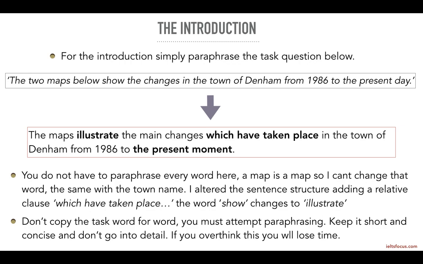But one thing is, don't copy the task question word for word. You must attempt paraphrasing. But keep it short and keep it concise, and don't go into any detail. Just keep it simple. If you overthink it, then you'll lose time. So as I say, you don't have to change every single word, but it must be paraphrased a little bit.